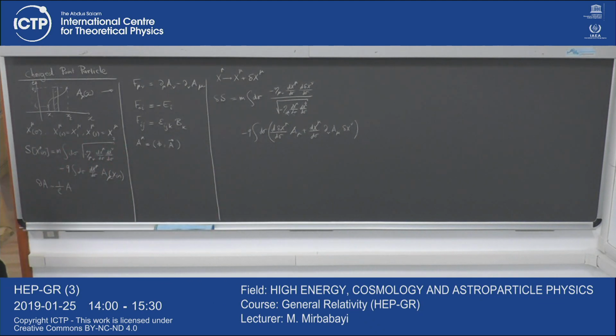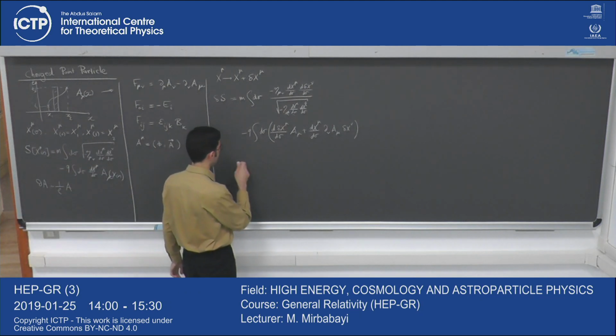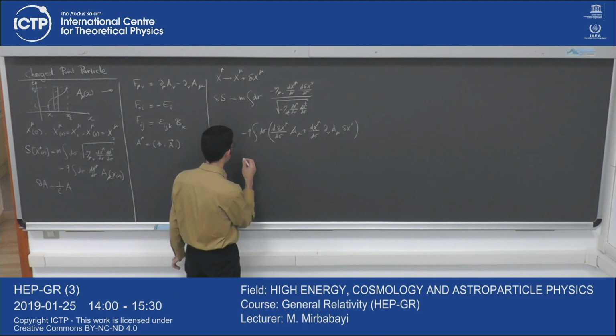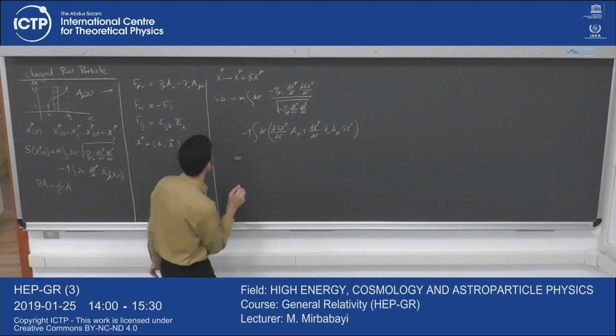So as before, what I do is that I do some partial integrations to write this whole variation in terms of delta x mu times something, and that something is the equation of motion. That is the thing that has to vanish when the equations of motion are satisfied, or has to vanish on shell, as we say in particle physics.